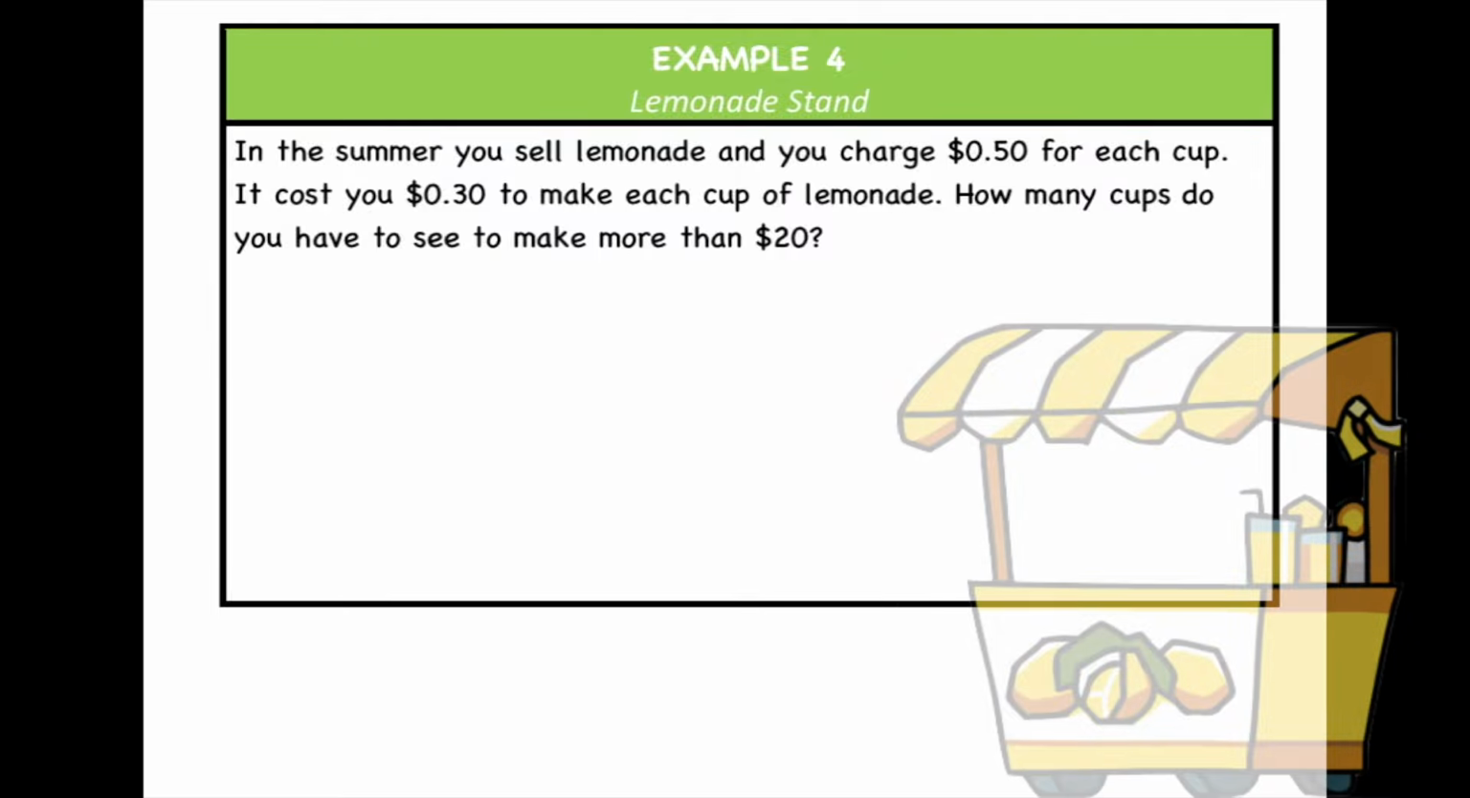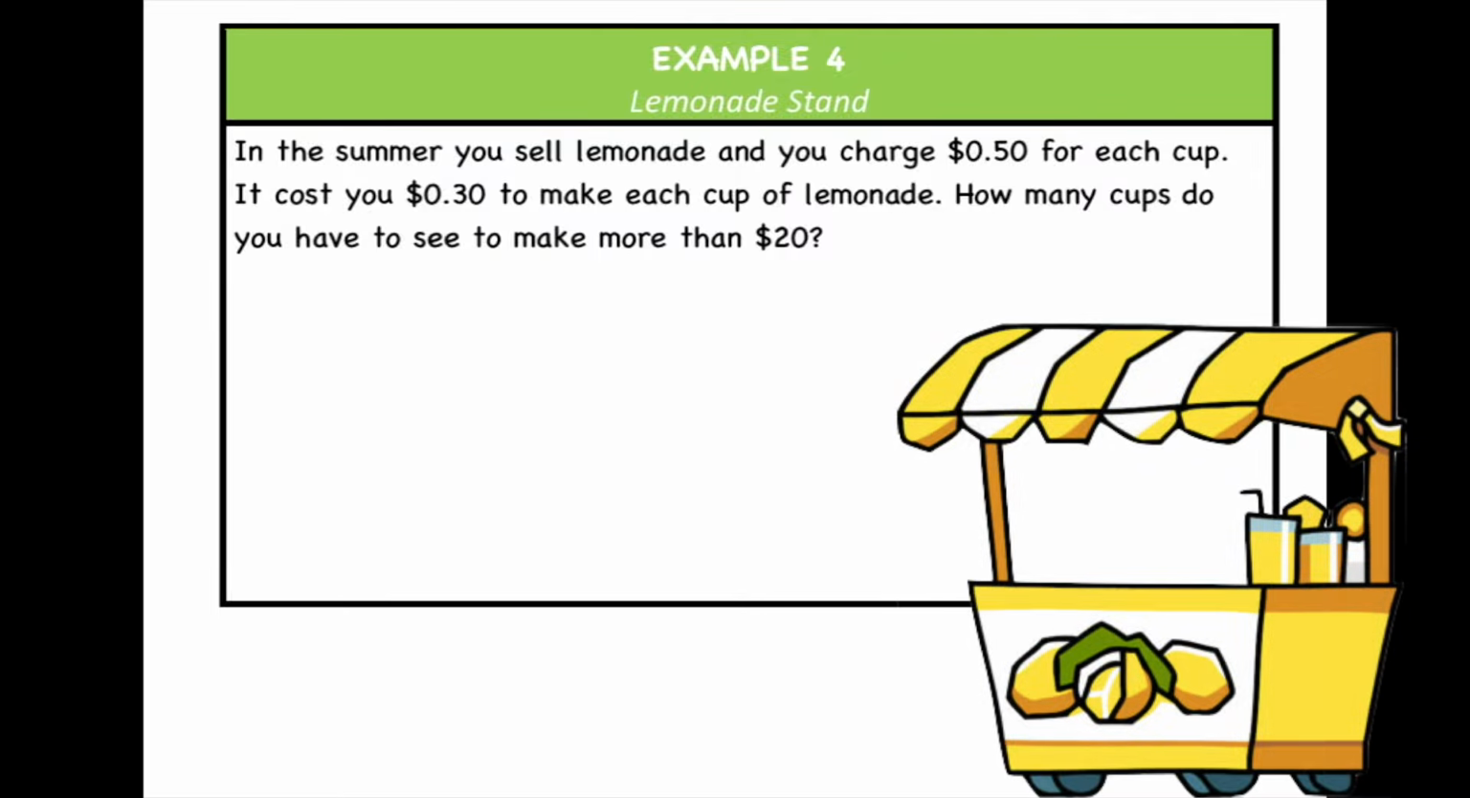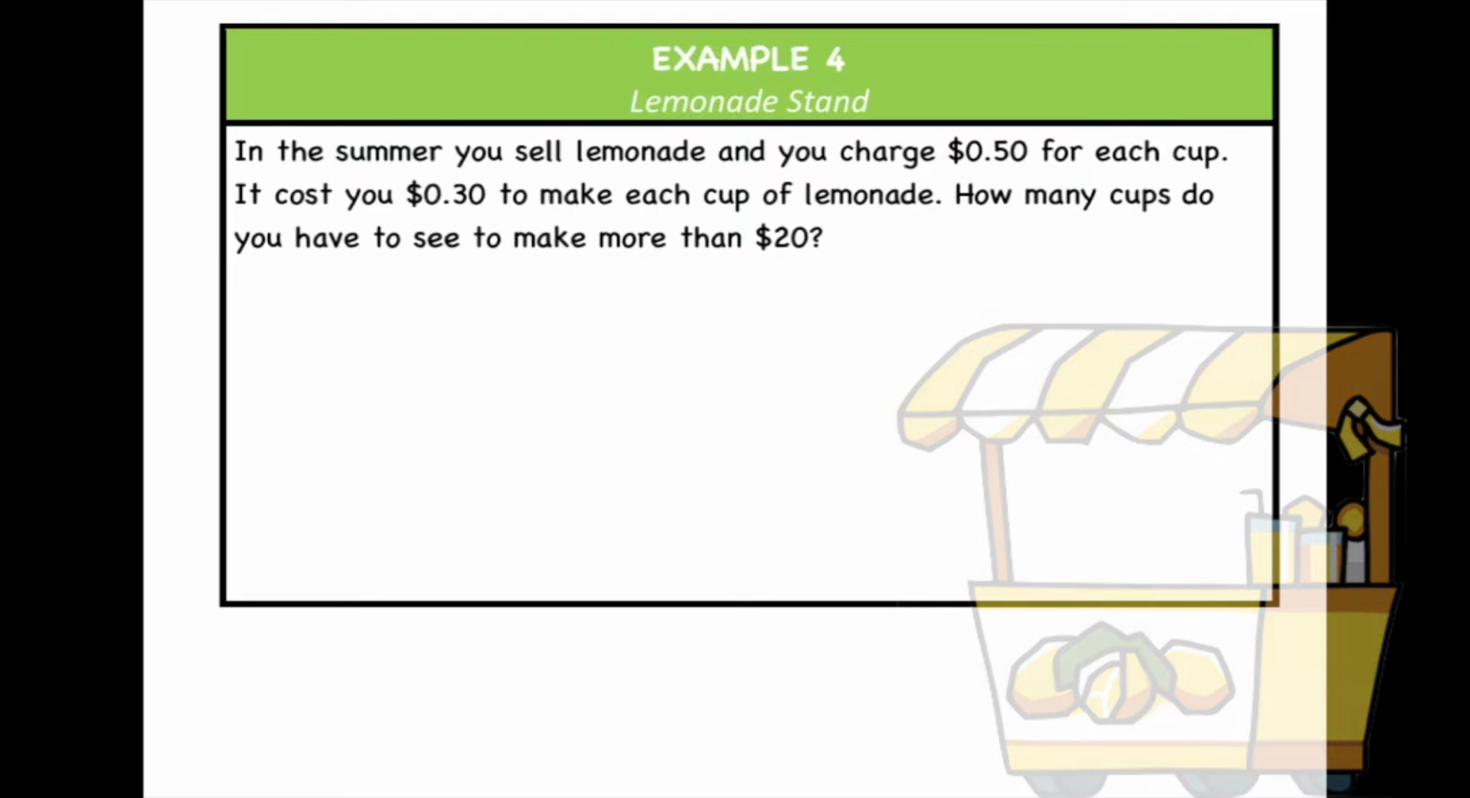Example number 4 says, in the summer you sell lemonade and you charge 50 cents for each cup. It costs you 30 cents to make each cup of lemonade. How many cups do you have to sell to make more than $20?